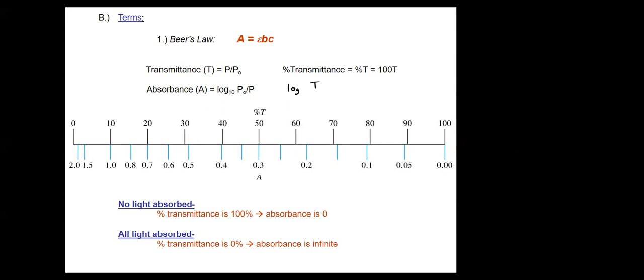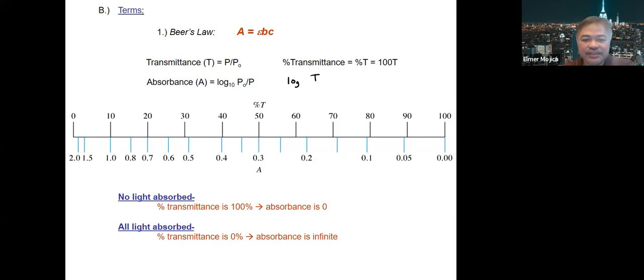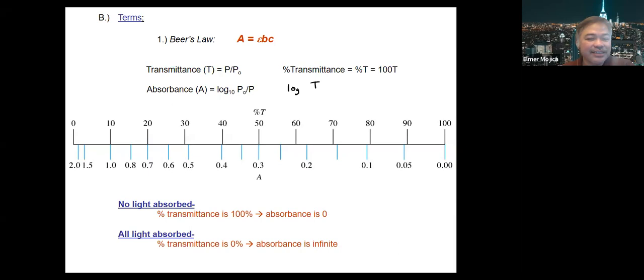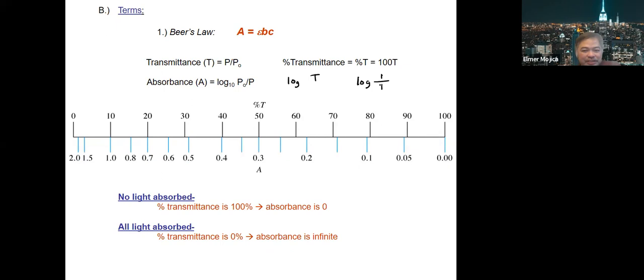Okay? Is it log T? Or negative log T? Class. Is it? Because it cannot be equal to log T. What we could do, if you look at log, it is what? Log 1 over T, which is just equal to? Right? So either this or this, that is absorbance.